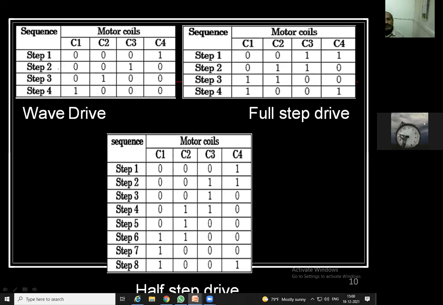If it is a wave drive, 4 steps are there, and motor coils C1, C2, C3, C4. If coils are there, how to energize? 0 means not energized, 1 means energized, like this. So you are supposed to give it here, and accordingly all these connections are going to be digitally represented.